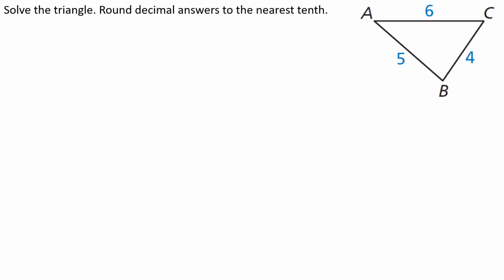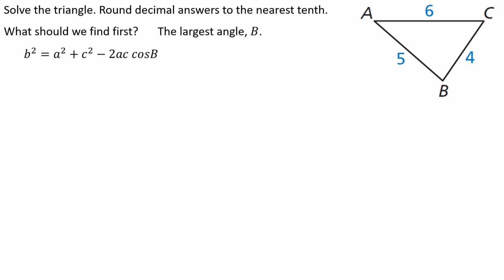Okay, so let's get back to this triangle. I know angle B will be the largest angle, so I want to solve for that first. I want to use the law of cosines. Maybe angle B is more than 90, maybe it's smaller than 90, I don't know, but let's go find out. Plug in the numbers I do know. All right, 2 times 4 times 5, of course, makes that 40.